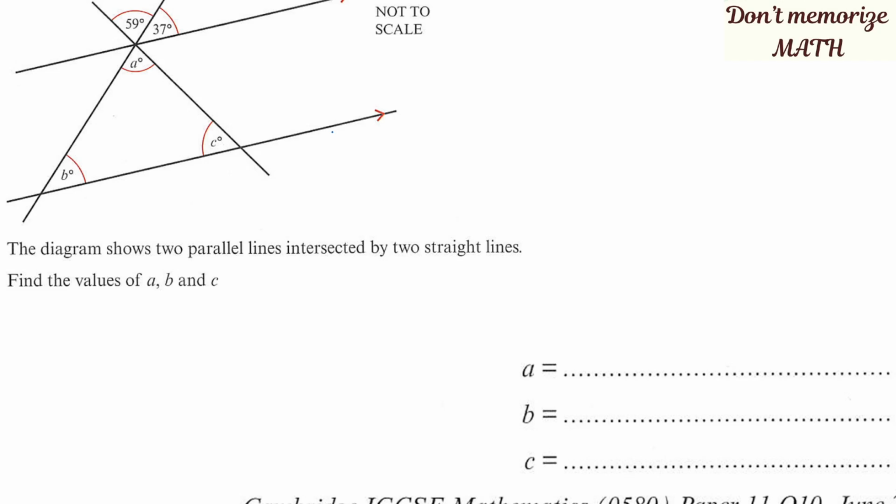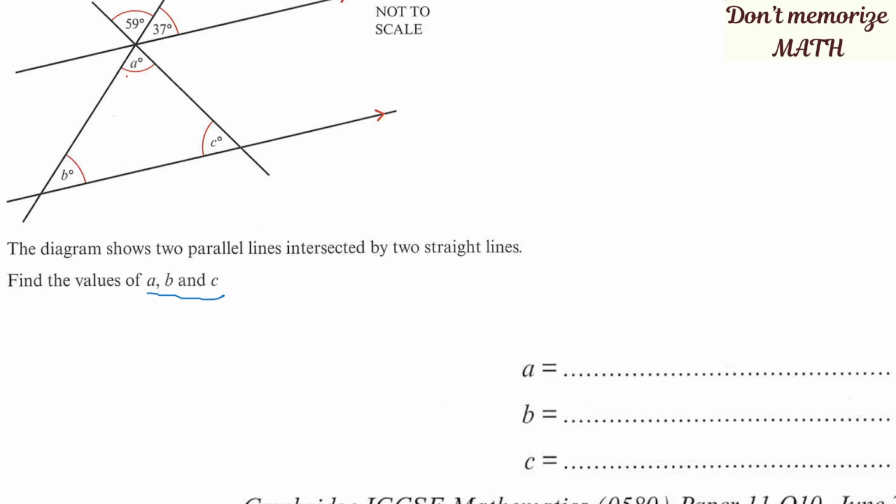So we move to question number 5. The diagram shows two parallel lines intersected by two straight lines. You can see two parallel lines. This arrow symbol represents parallel lines, that means these two lines are parallel. Then find the value of angle A, B and C. So how to find A, B and C?